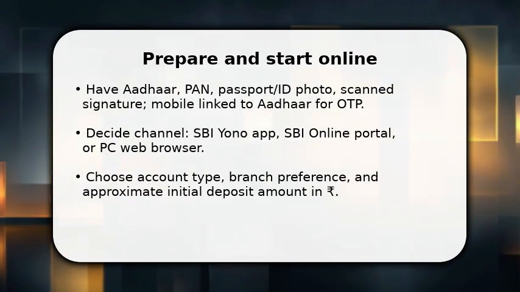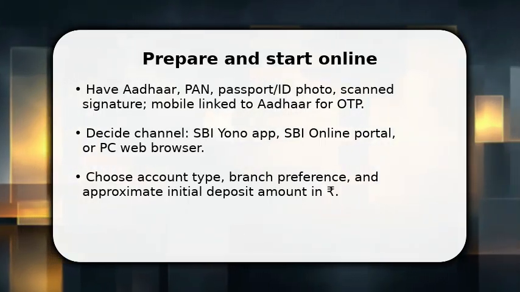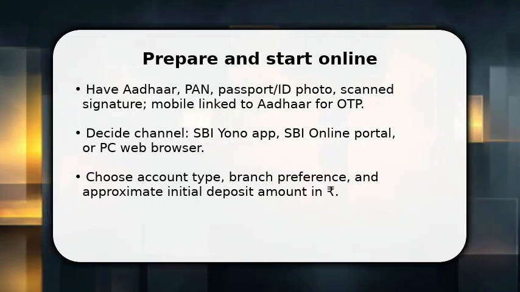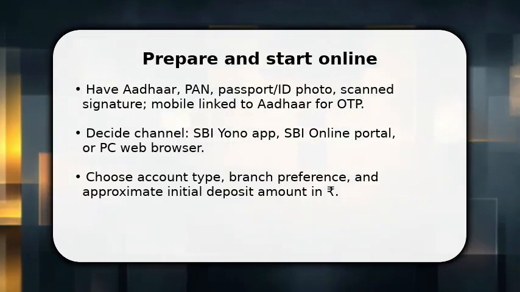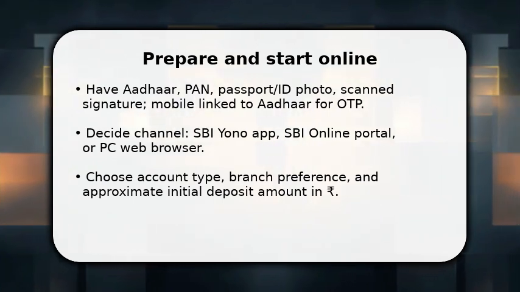Once done, select the savings account variant and the branch where you want physical correspondence. This step speeds verification and limits rework, so confirm branch and deposit amount before moving to the online form.